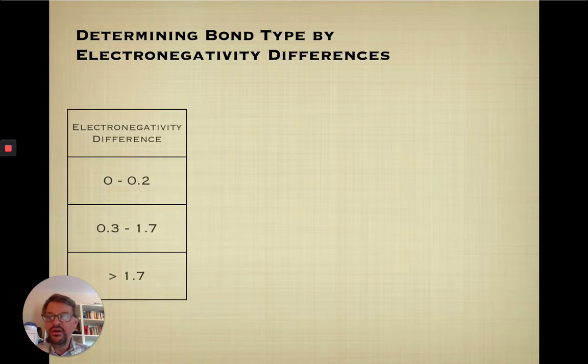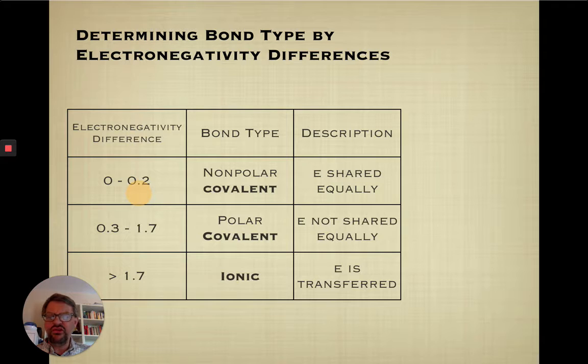So the bond type. A difference in electronegativity of 0 to 0.2 is a nonpolar bond that's covalent. If the difference is 0.3 to 1.7, it's still a covalent bond, but that's a bond that we refer to as being polar, where one end of the bond is positive and the other is negative. That's because the electrons are not shared equally. The atom with the greater share of the electrons becomes negative because electrons are negative, and the atom that does not get electrons most of the time ends up being positive.